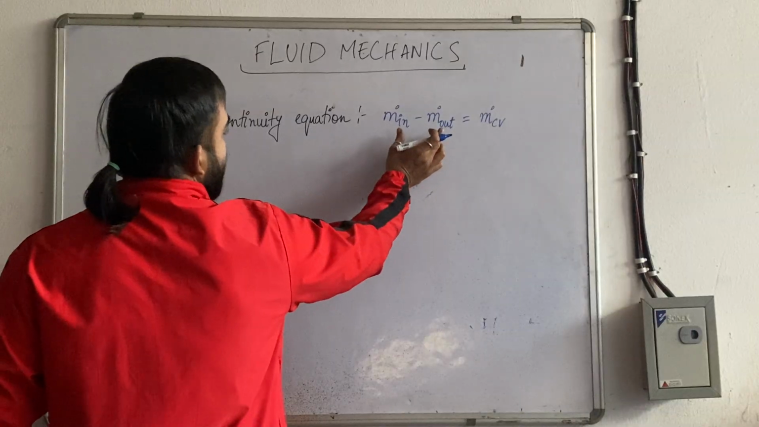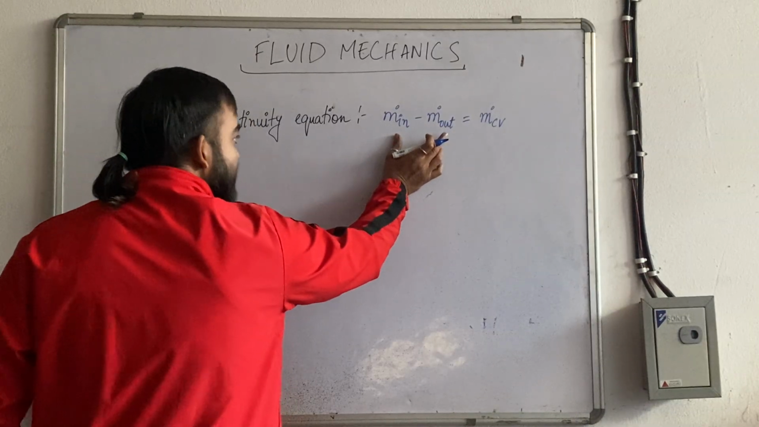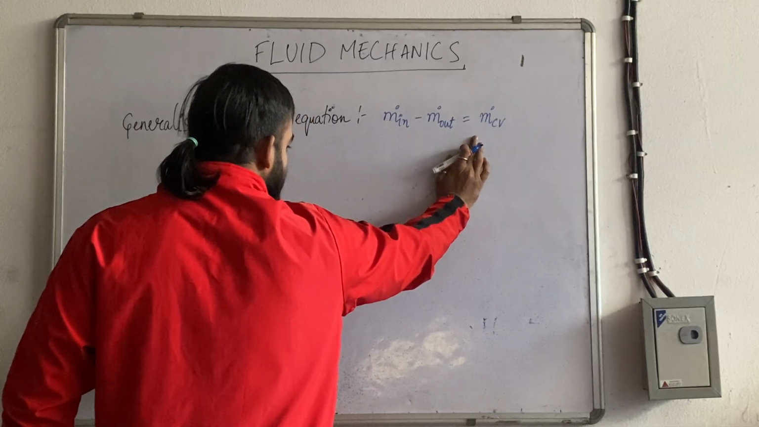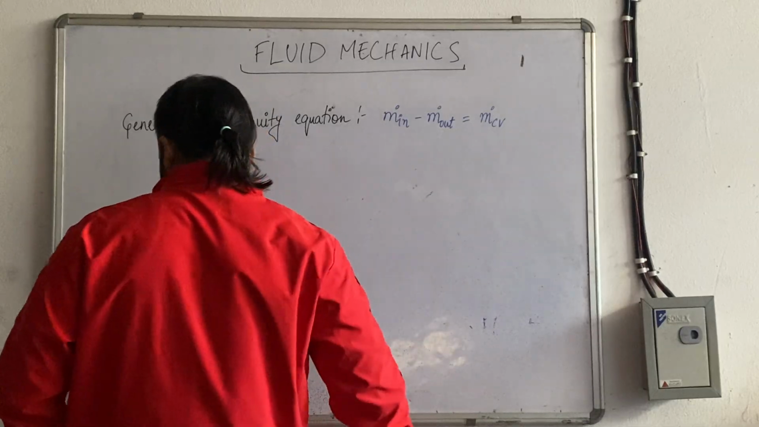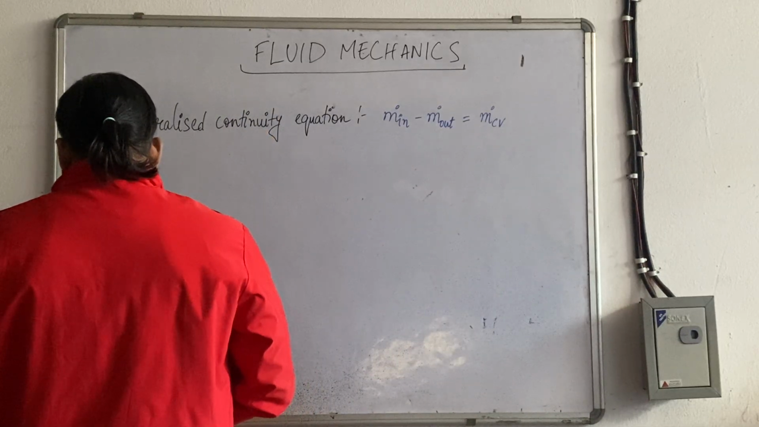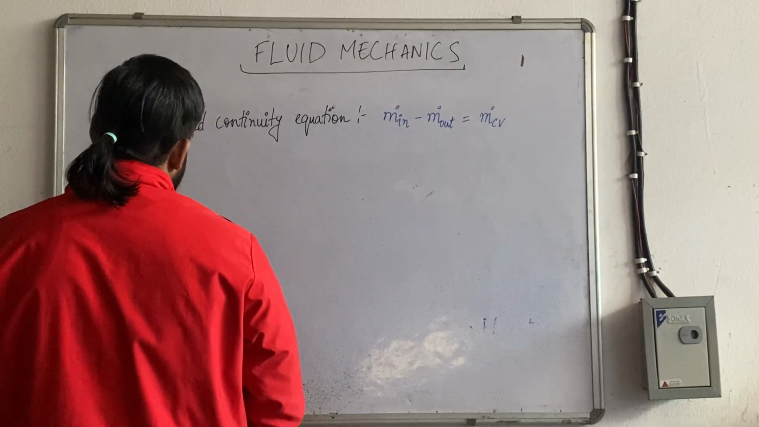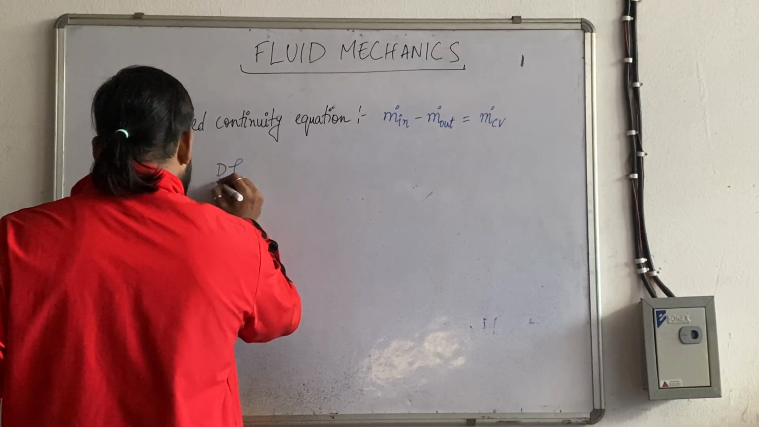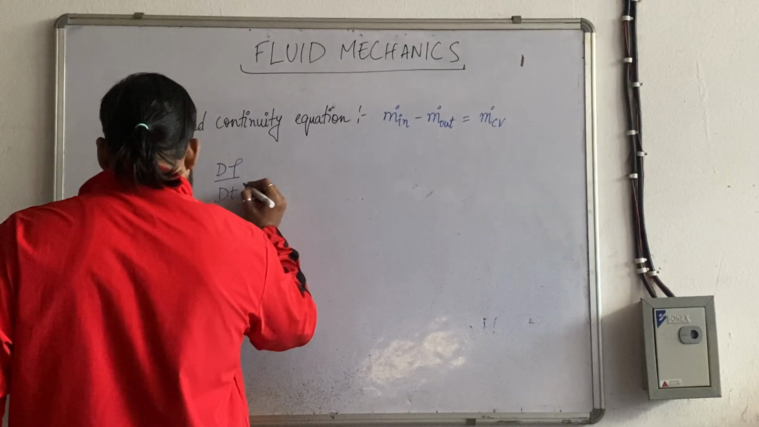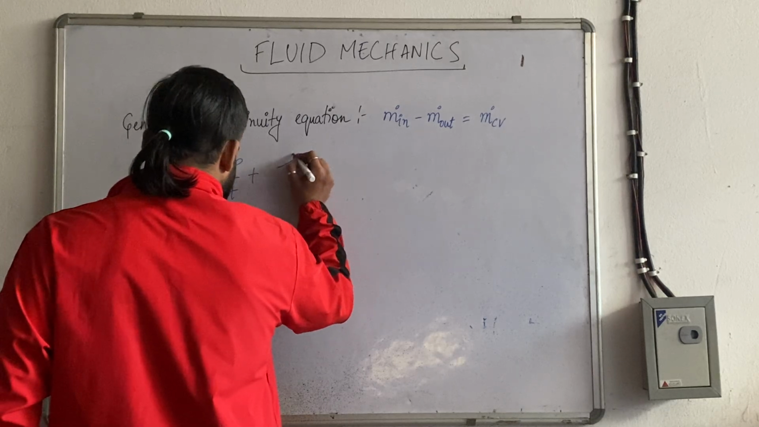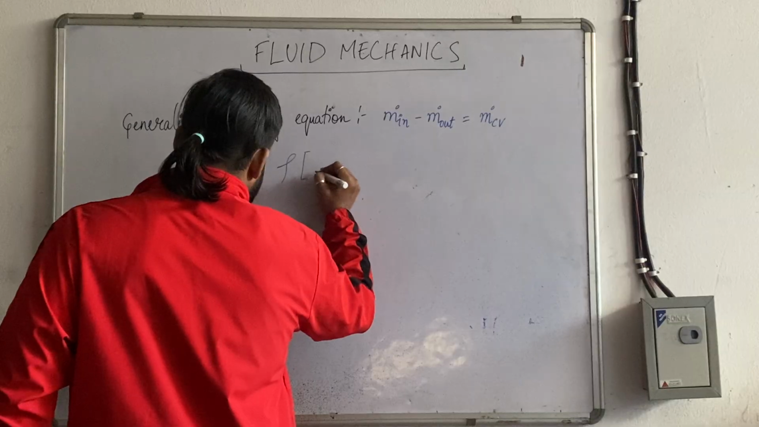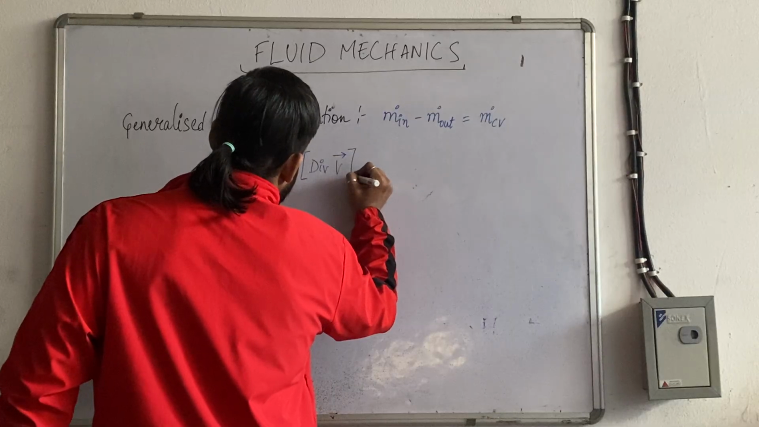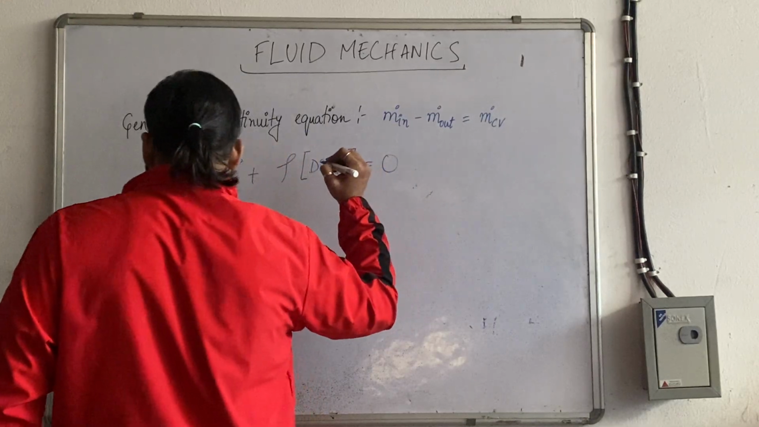Now we have to calculate the difference of mass in the system and going out of the system. This term can be expressed or interpreted by the parameters we are given in the question. Now this can also be written as, after calculating, d rho by dt plus rho into divergence of v vector, which is equal to 0.